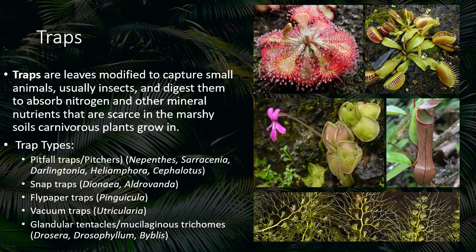Once again, they're not capturing the insects for food. They can produce food themselves by doing photosynthesis. They need to catch the bodies of these animals and digest them and absorb them in order to get the mineral nutrients they need in order to survive in their nutrient poor environments where all the mineral nutrients in the soil have been washed away.